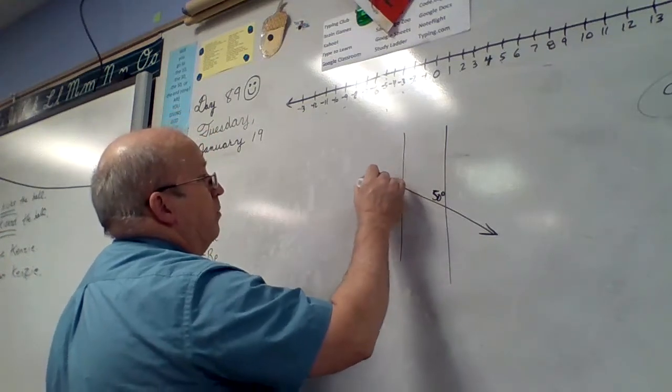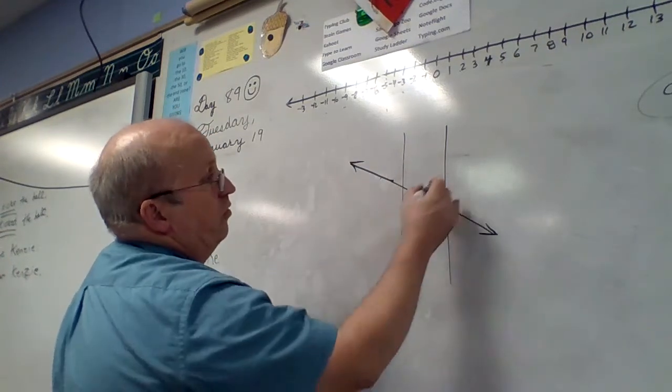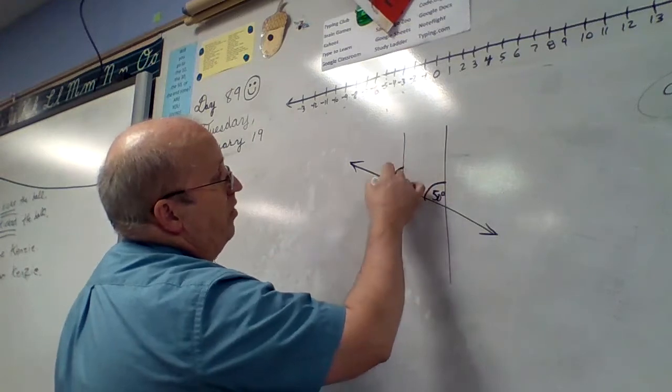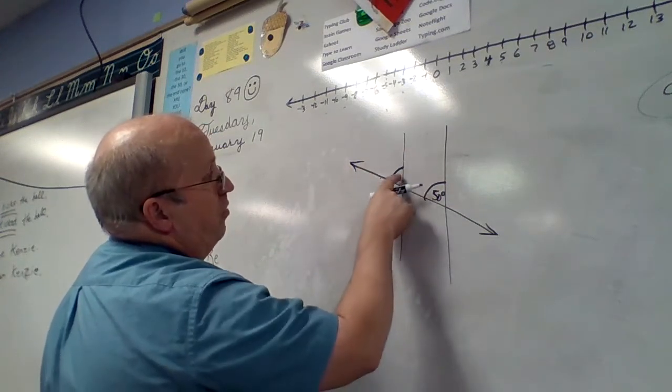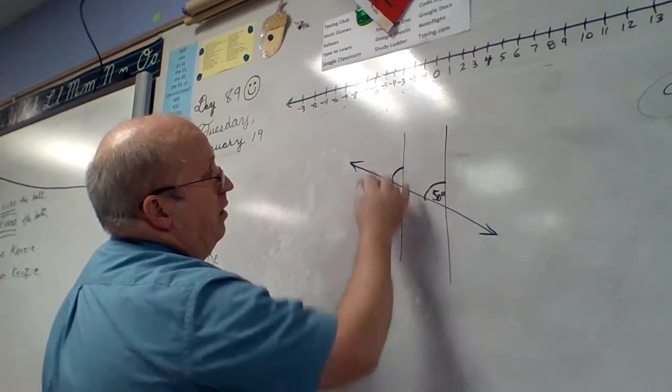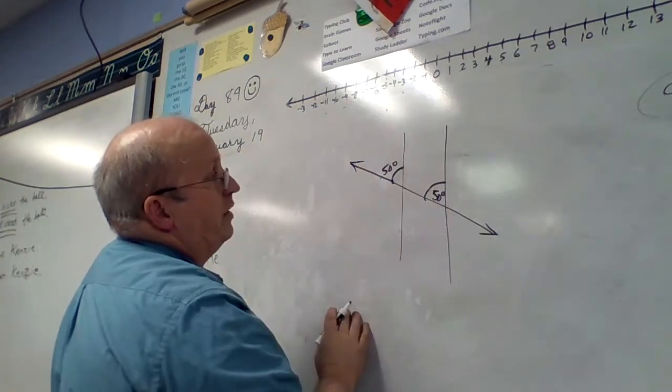In your book, they talked about something called corresponding angles. Do you see how this one and this one have to be identical? Because they're in the same position. They're on the left side of the parallel line. And that's called being corresponding angles.